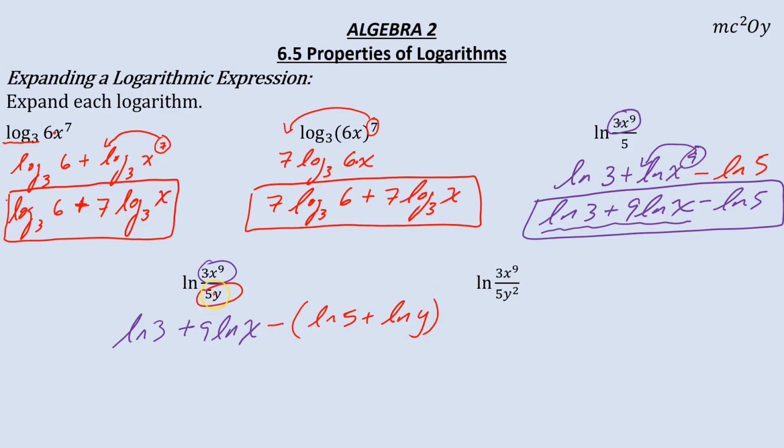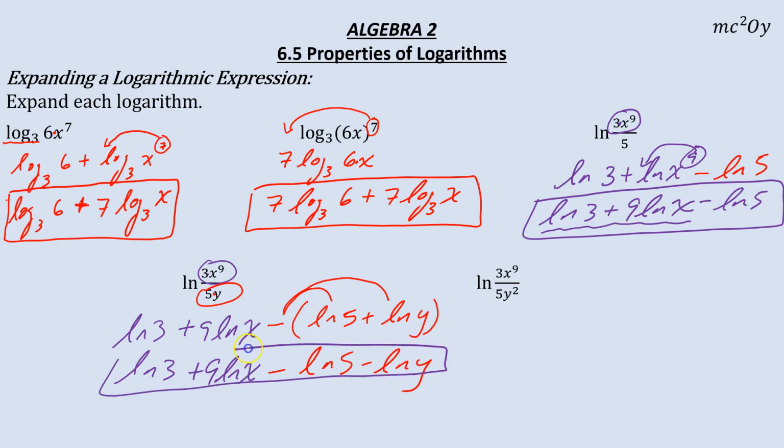Notice you're multiplying here, so we're adding those two, but we're subtracting that whole quantity. Now, you have a negative outside of parentheses, so you have to distribute that. So that becomes minus natural log of 5 minus natural log of y. The more you do this, you'll just put minus minus, okay? And then this part here stays natural log of 3 plus 9 natural log of x. So whatever you have on the bottom, they both will be subtracted. Okay?